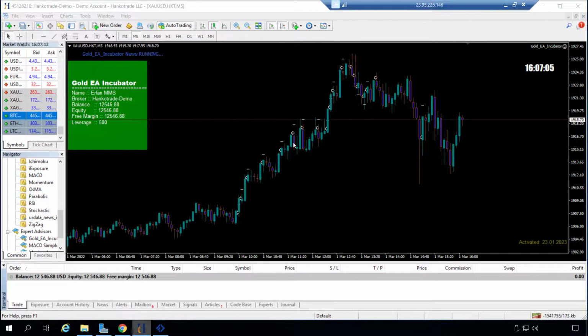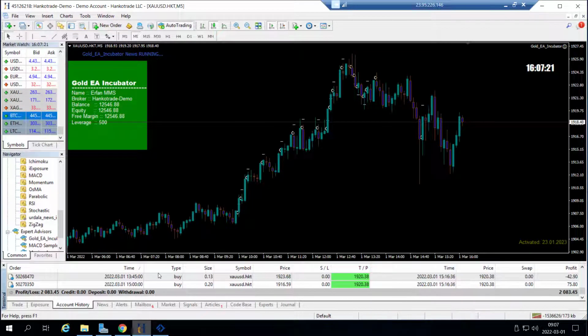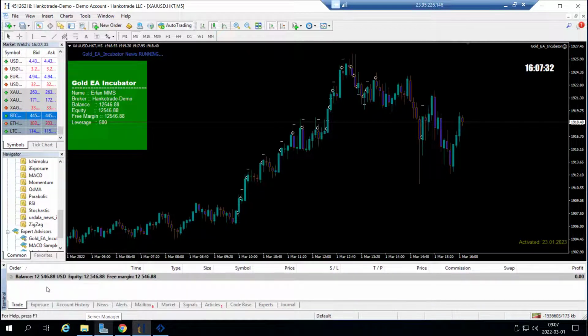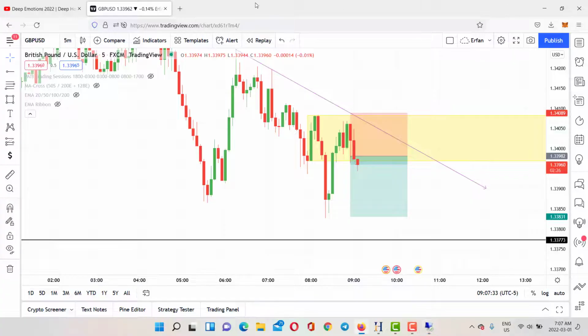I want to show you the results of Goldie Incubator during the London session, which absolutely crushed it. So just look at this, guys. Look at these trades right here. And today is March 1st. See these trades? This is crazy. This is absolutely mind-blowing, how many trades it took, and it closed them all in profit. And in total we are up almost $2,500.